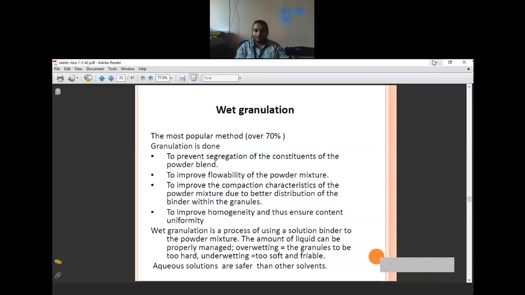Same condition. It will become hard when we are adding more water. But we have to go for drying. Without drying, we cannot go for compression.